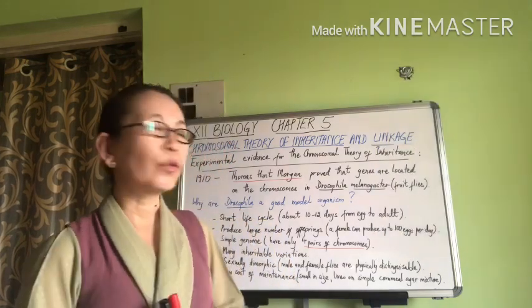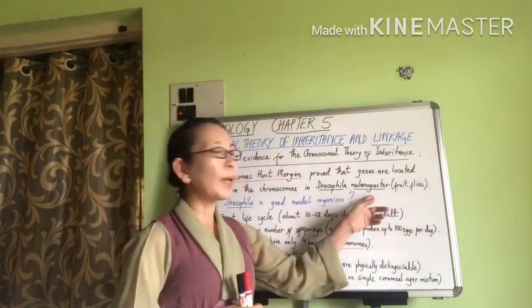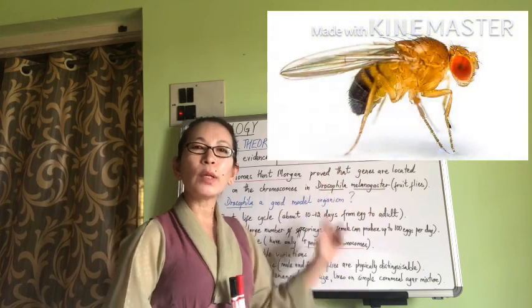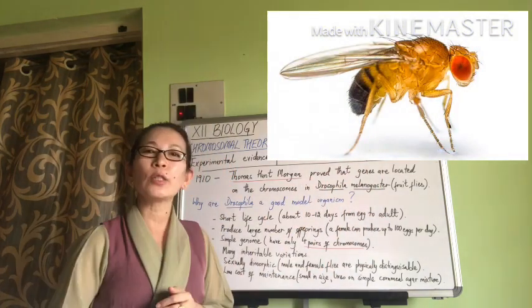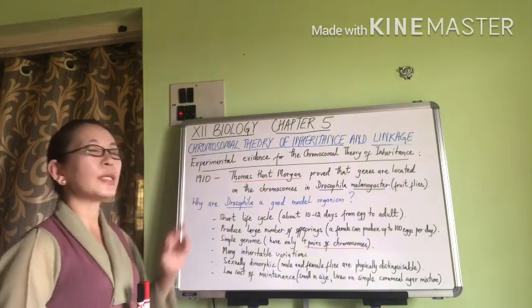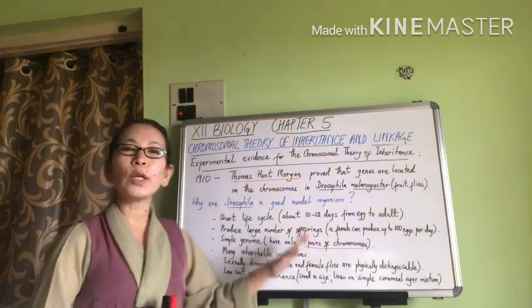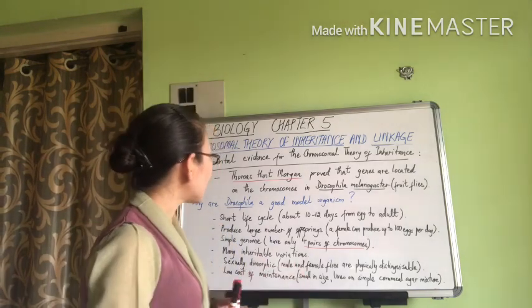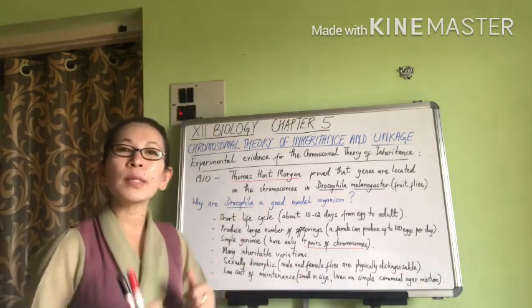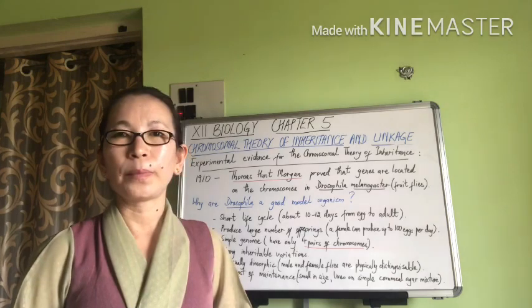The scientific name of fruit fly is Drosophila melanogaster. So while working on the genetics of Drosophila, Morgan proved that genes are located on the chromosomes in the year 1910. And before we go into the details of Morgan's genetic studies, let's first try to understand why Drosophila becomes such a good model organism.